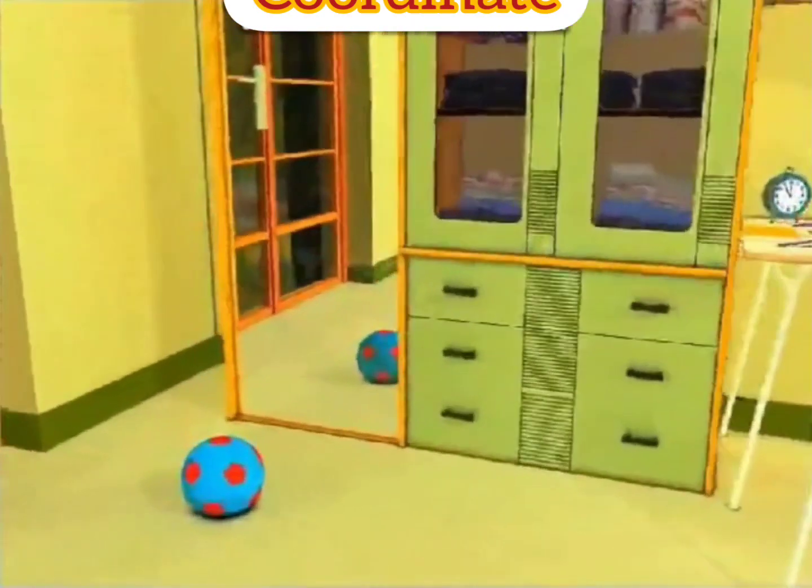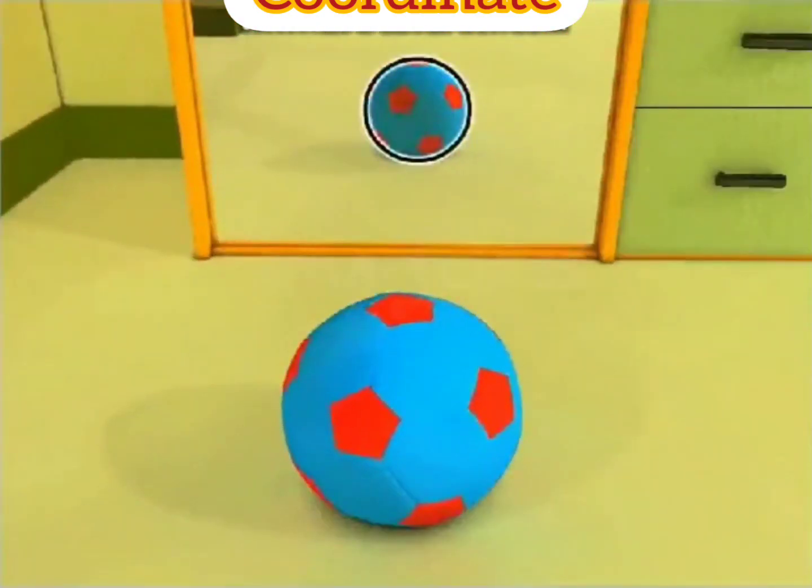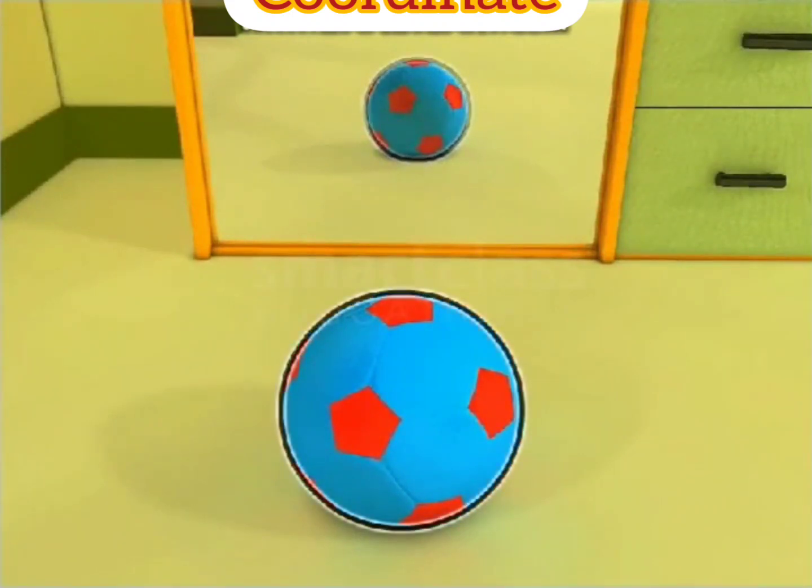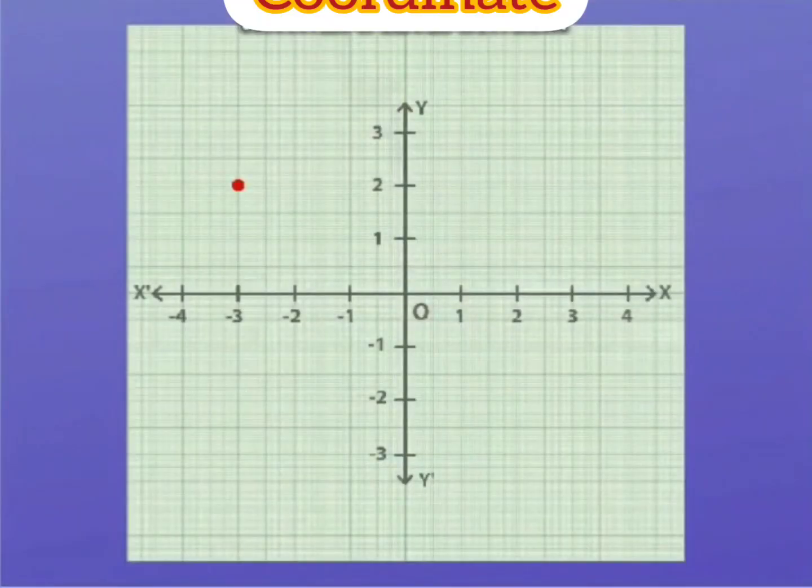We also know the image formed in a plane mirror is as far behind the mirror as the object is in front of it. Thus, the mirror image of a point with respect to the y-axis is the point at the same distance, opposite to the y-axis. Similarly, the mirror image of a point with respect to the x-axis is a point at the same distance, opposite to the x-axis.